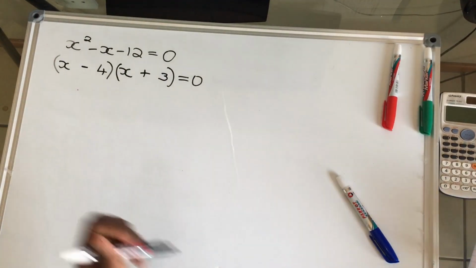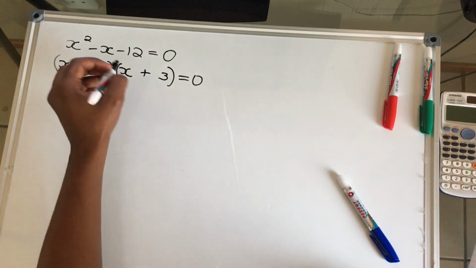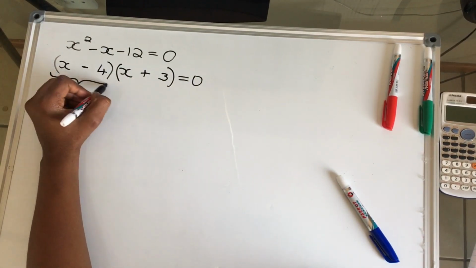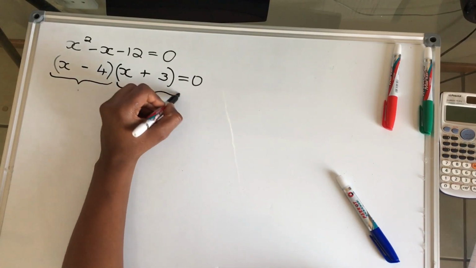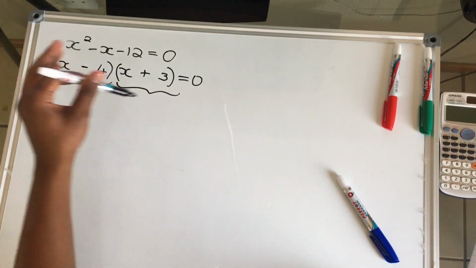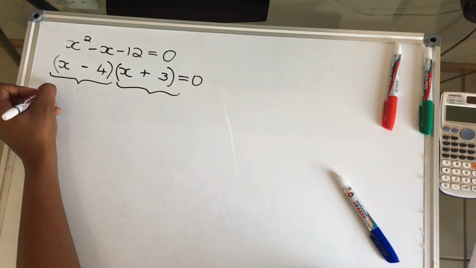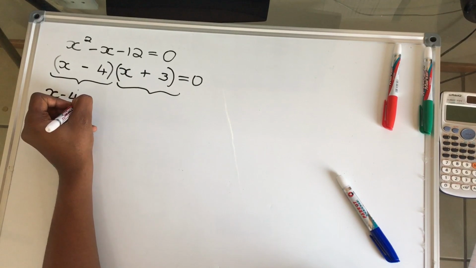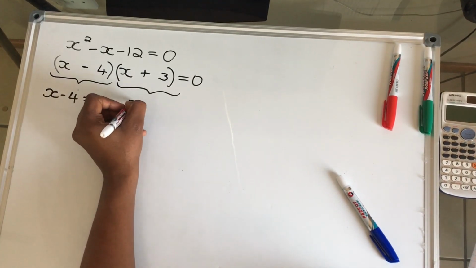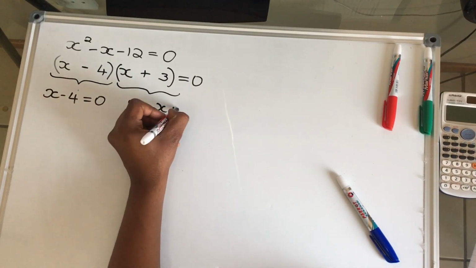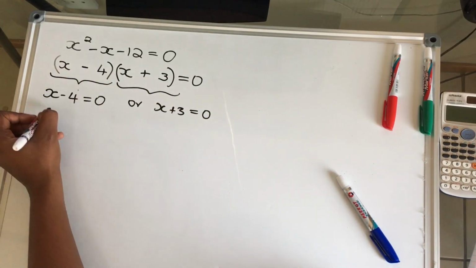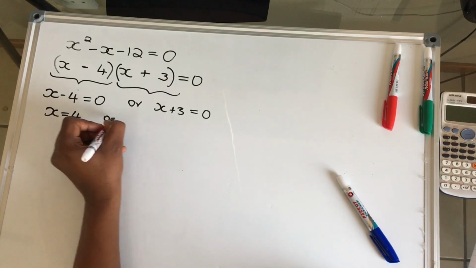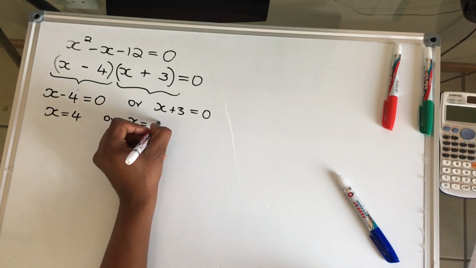So this whole equation is 0. It's either this part is 0 or this part is 0. Remember, if x is 0, anything multiplied by 0 is 0. So now x minus 4 is equal to 0 or x plus 3 is equal to 0. So this can be solved easily. x is equal to 4 or x is equal to minus 3.